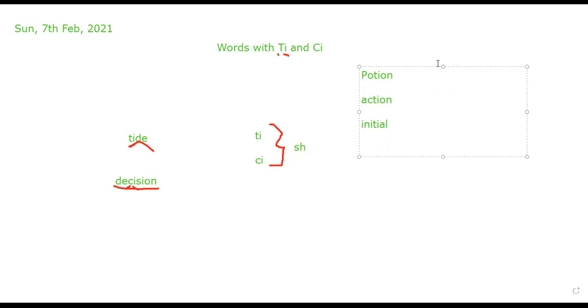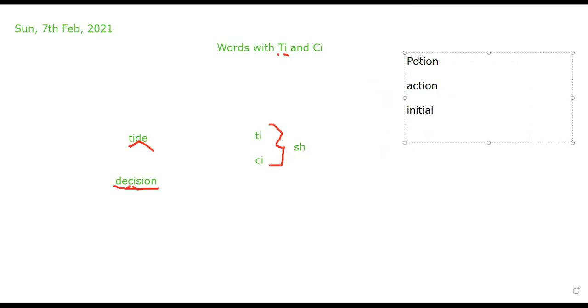Attention, these are the words with the T and I. We will say that the I right here is like a sticky I. When it comes to the T, it will stick with it, and they are making a sound that is a different sound from T and I. They will make a new sound. This sound is like sh.